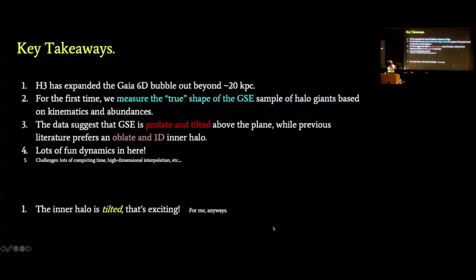So the key takeaways are the following. One, H3 is really cool and it's awesome. We have expanded the six-dimensional phase space world we live in, thanks to Gaia, out to 50, 60 kiloparsecs. Using that, we actually fit or measure the shape of a particular merger remnant that we believe to be occupying the inner halo, and find that it is, contrary to prior literature, prolate and tilted and pointing out from the plane. And yeah, that is the main key takeaway.